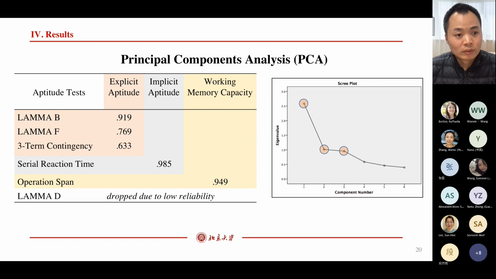I first ran a principal component analysis because we have 6 aptitude tests. We're going to reduce them to 3 components, which I called explicit aptitude, implicit aptitude, and working memory capacity. As we can see in this table, LLAMA B, LLAMA F, and the three-term contingency tasks all load into explicit aptitude. Serial reaction time loads into implicit aptitude. Operation span tasks load into working memory capacity. I dropped LLAMA D because of its low reliability.